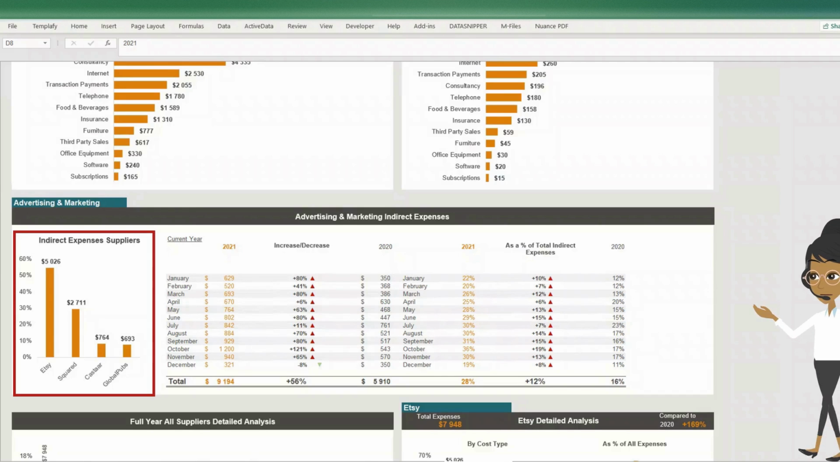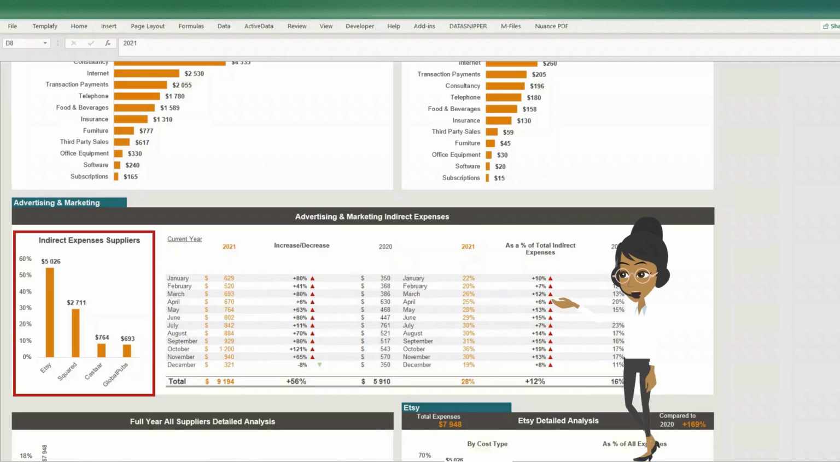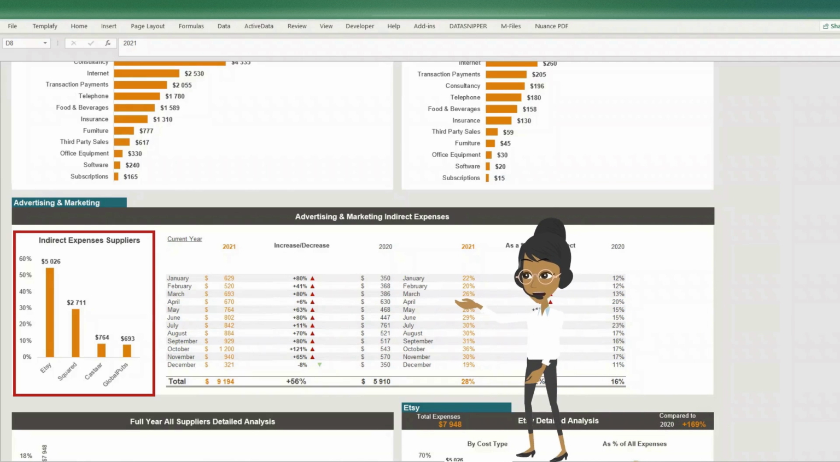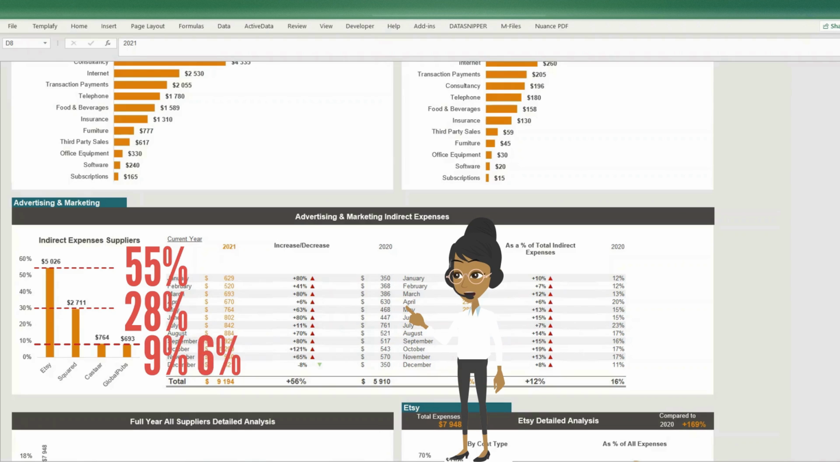On the left side, you'll find all the suppliers that have sent you invoices for advertising and marketing in the current year. You can read this graph as follows. In 2021, Etsy, Squared, CoStar, and Global Pubs made up 55%, 28%, 9%, and 8% of total marketing expenses respectively.